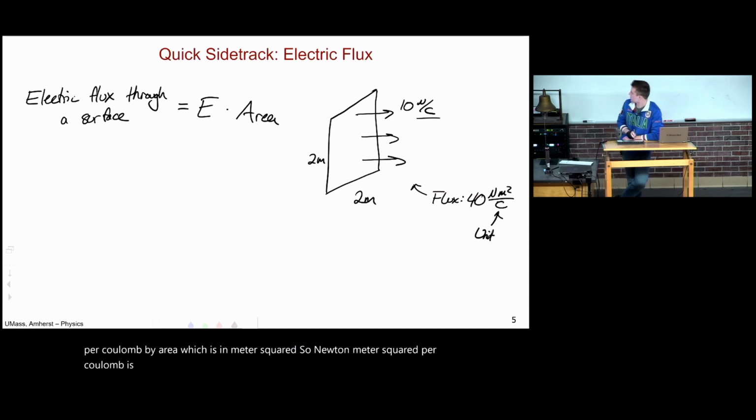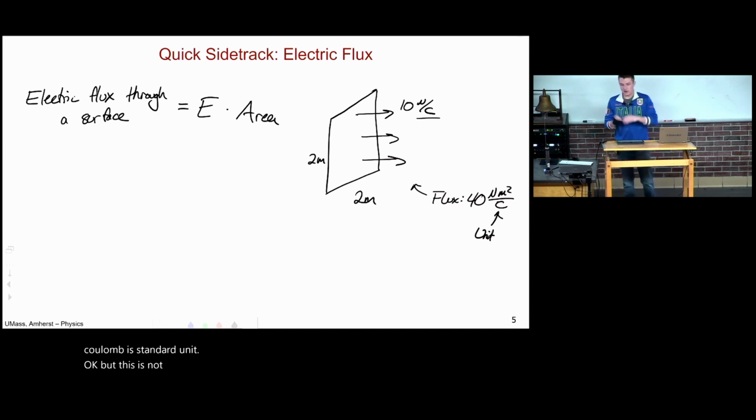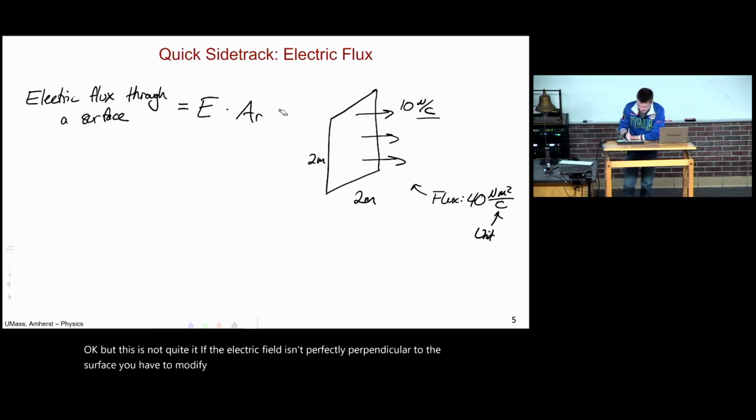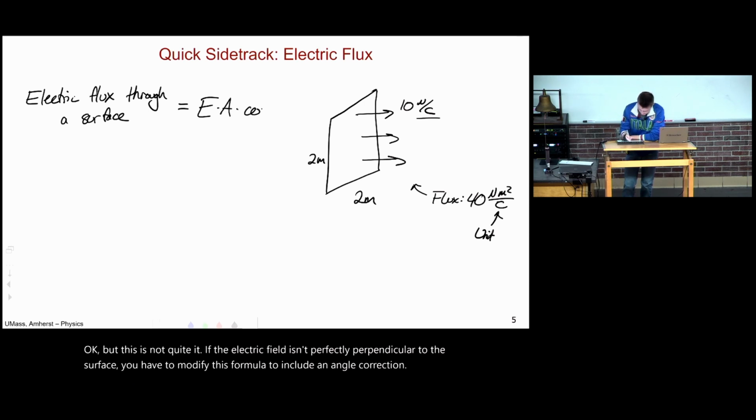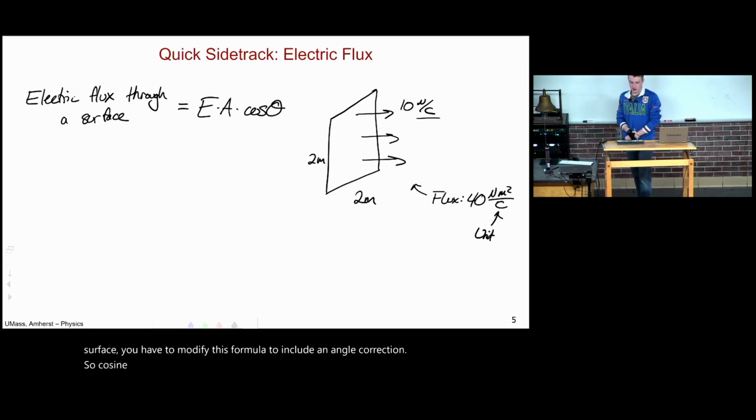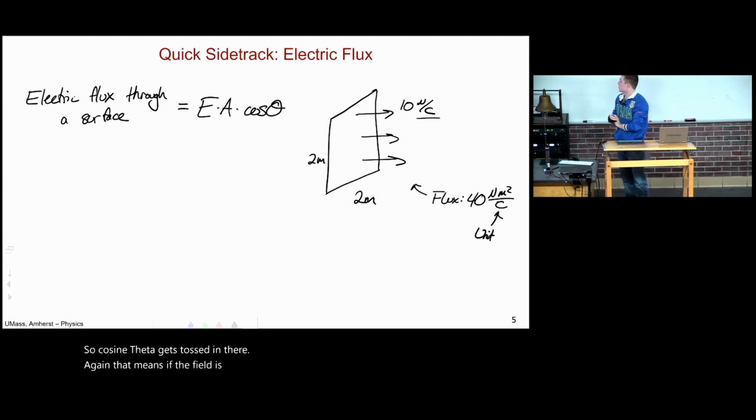Okay, but this is not quite it. If the electric field isn't perfectly perpendicular to the surface, you have to modify this formula to include an angle correction. So cosine theta gets tossed in there. Again, that means if the field is perfectly perpendicular, this factor goes away. But if it's not, you will have to include this factor.